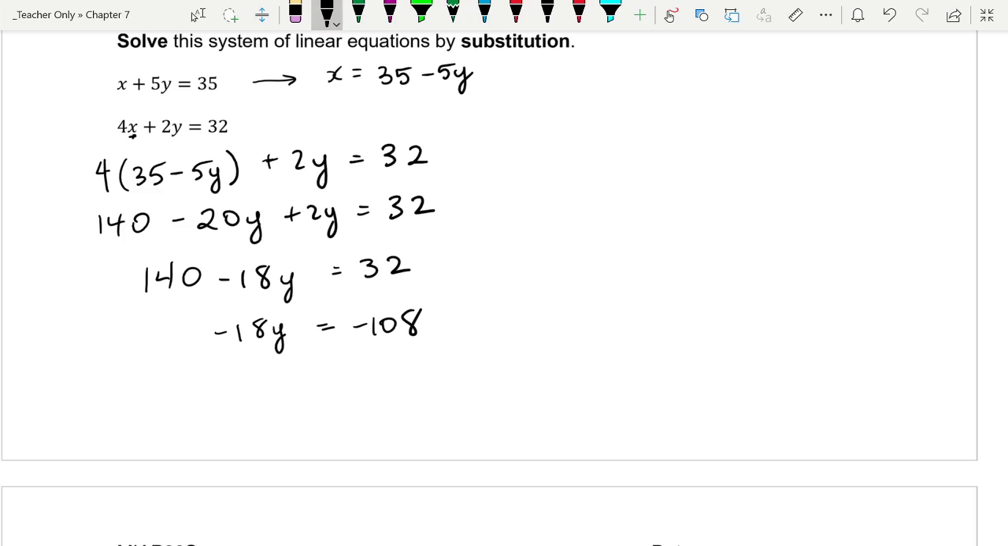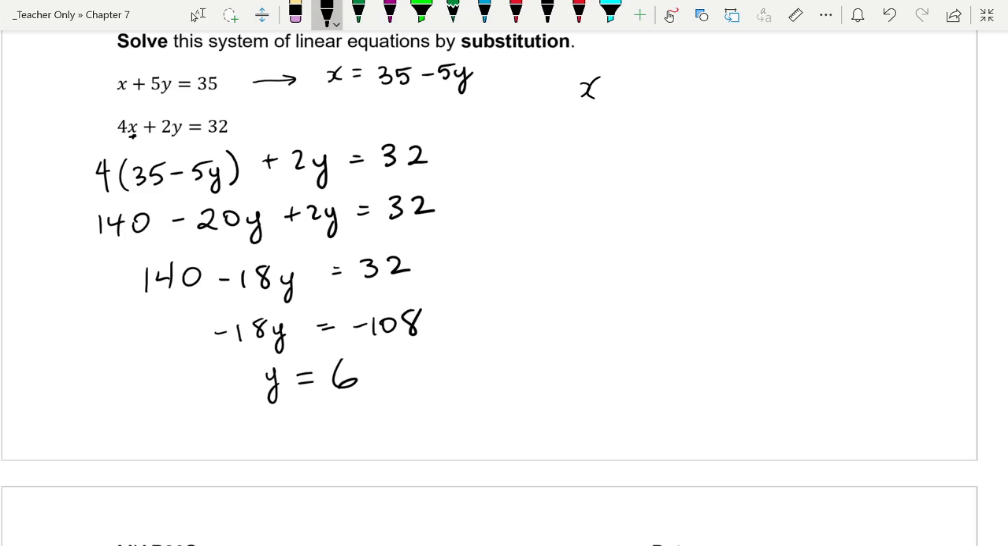18, 36, that's 2. 54, that's 3. Oh, so 6 of them, because 54 doubled. So 6. And the negatives cancel, right, because I'm dividing a negative by a negative. So there we go, 6. And of course, again, that's only half my answer. That's the y coordinate of my answer.